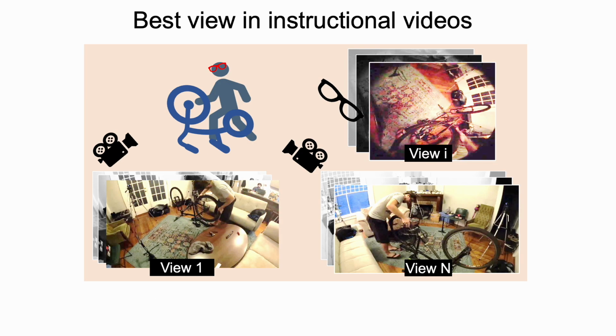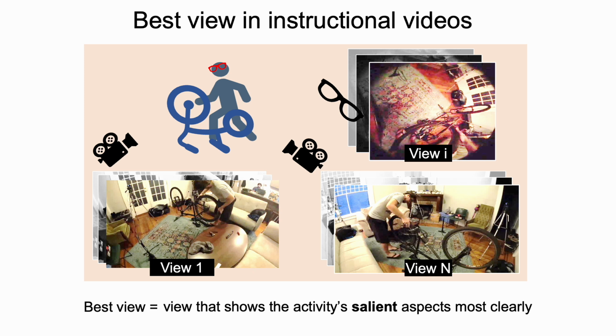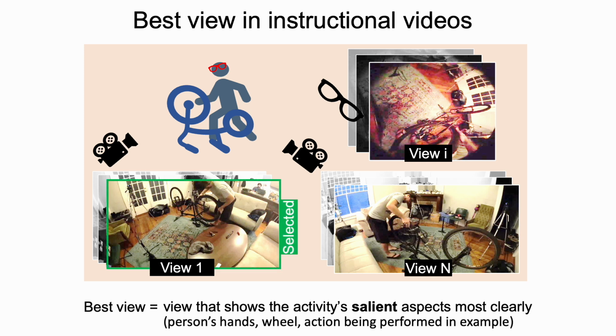So, what do we mean by the best view? In the context of instructional videos, the best view refers to the view that most clearly shows the salient aspects of an activity like important actions and objects and human body movements so that the activity can be replicated by someone trying to learn it. In this example, the first view is considered as the best view as it shows the person's hands, the wheels, and the action being performed more clearly compared to the other views.